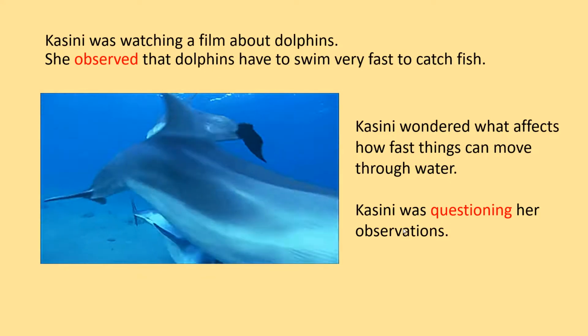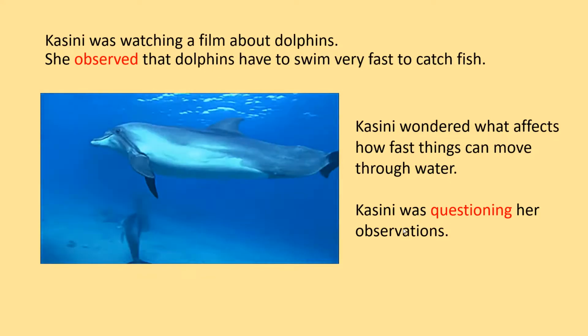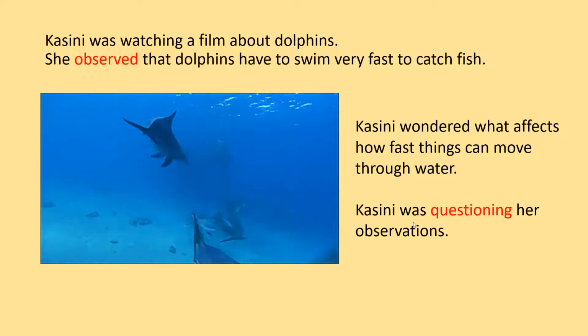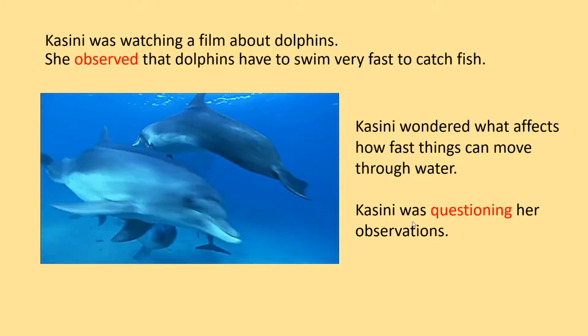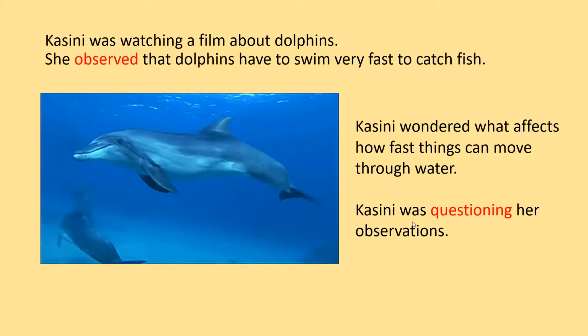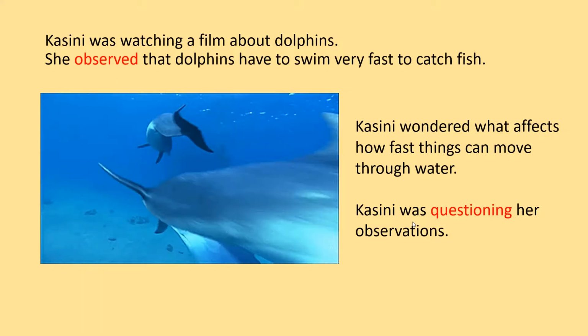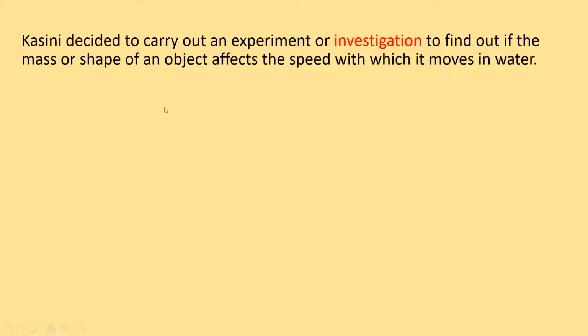You will use one and you will do your own experiment. If it's true, you will continue. If it's not true, you will come back to draw out another hypothesis. So Cassini decided to carry out an experiment or investigation to find out if the mass or shape of an object affects the speed with which it moves in water.